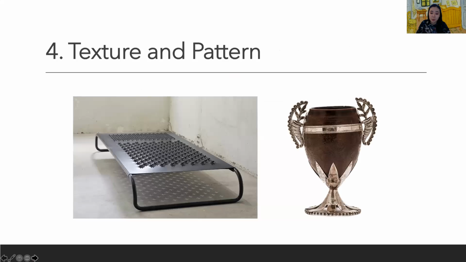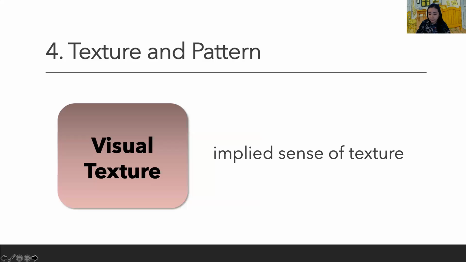And now we are going to see the fourth visual element in art, texture and pattern. So these are the actual texture. So actual texture is literally tactile, a quality we can experience through touch. And there is a visual texture. So visual texture refers to an implied sense of texture that the artist creates through the use of various artistic elements, such as line, shading, and color.